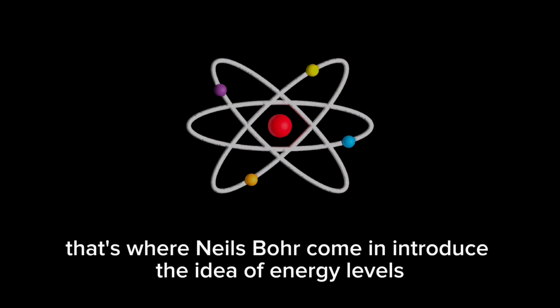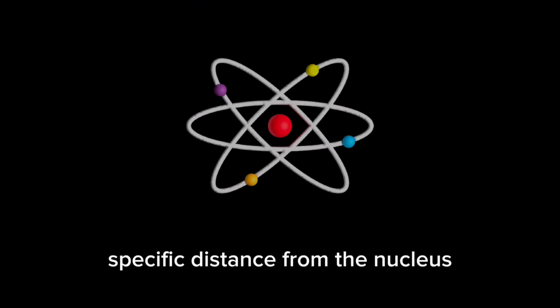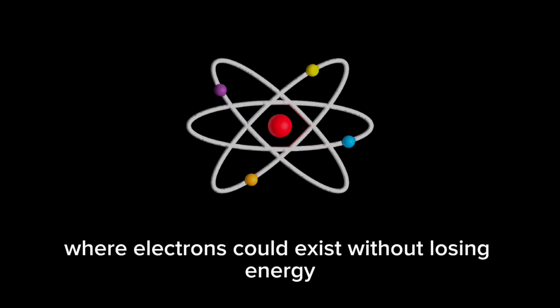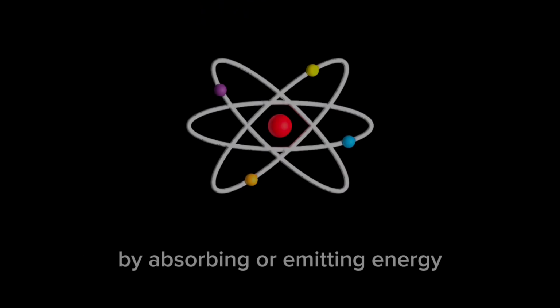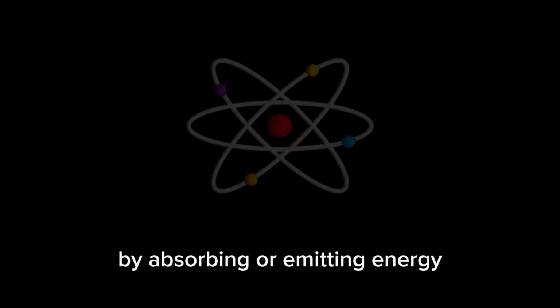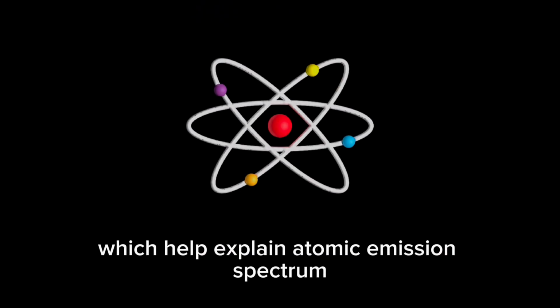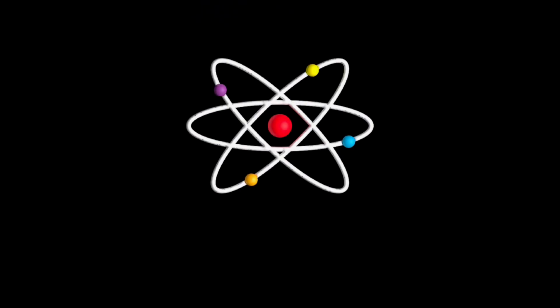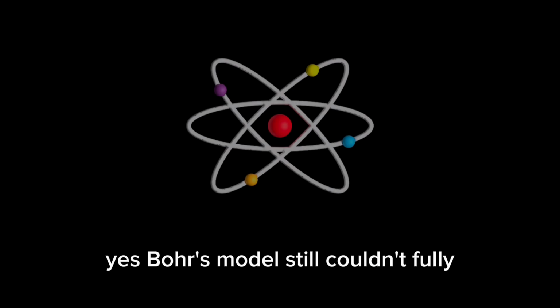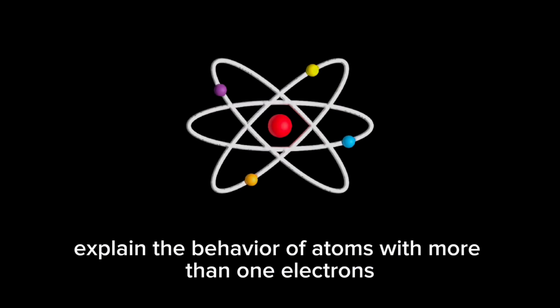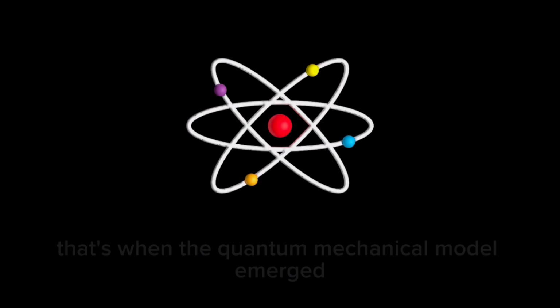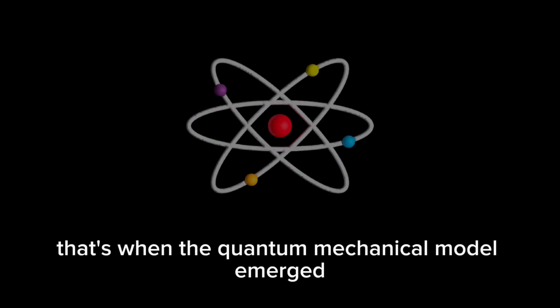That's where Niels Bohr comes in. He introduced the idea of energy levels, specific distances from the nucleus, where electrons could exist without losing energy. Electrons could jump between these levels by absorbing or emitting energy, which helped explain atomic emission spectra. Yet, Bohr's model still couldn't fully explain the behavior of atoms with more than one electron. That's when the quantum mechanical model emerged.